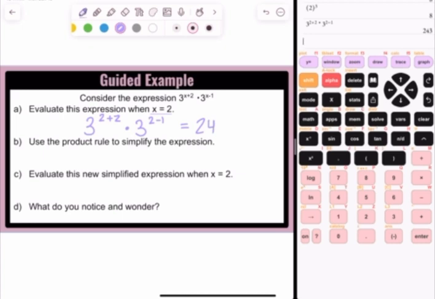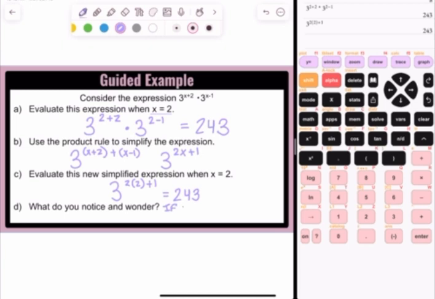Okay. Now the next thing says, use the product rule, which says that you keep the base and you add the exponents to simplify the expression. So I'm going to keep the base of 3, and I'm going to add x plus 2 plus x minus 1. So that would give me x plus x is 2x, 2 minus 1, or 2 plus negative 1, is 1. And now evaluate this new expression when x equals 2. Let's do this. 3 raised to the 2 times 2 plus 1 power. Hey, that equals 243. So what do I notice?